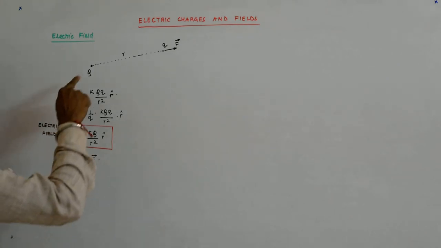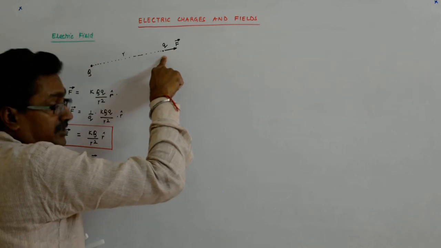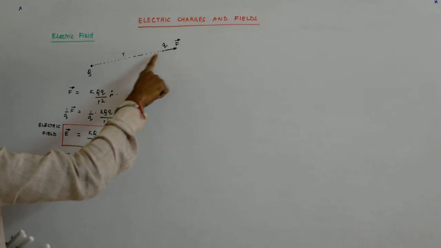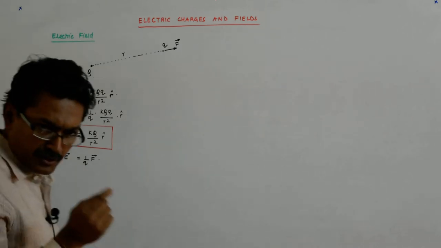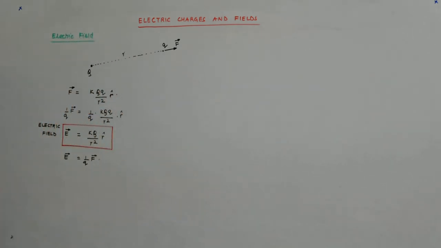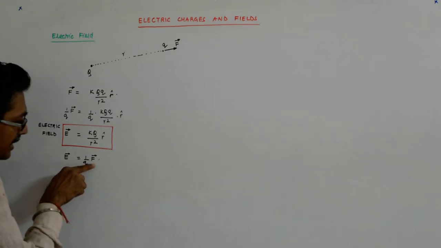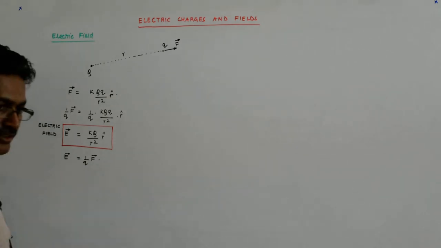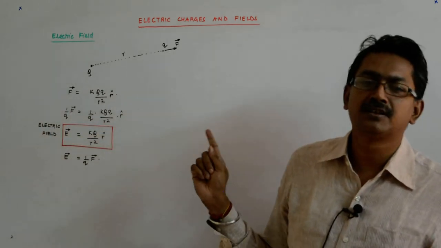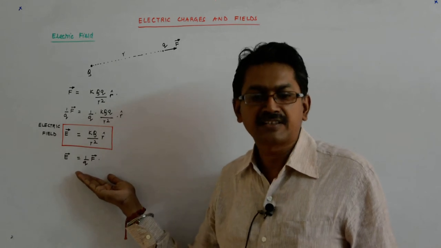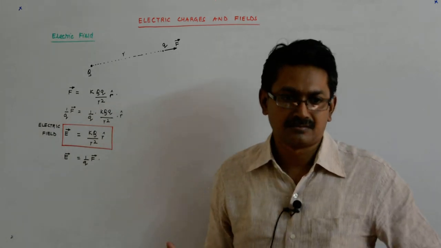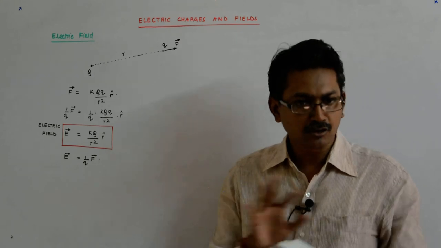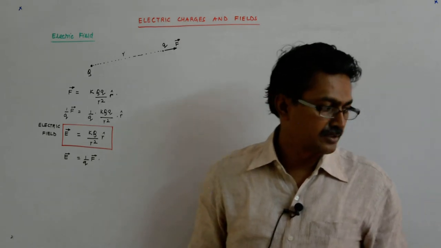Now try to understand. If this is positive and this was positive, I know the direction of force. Now E I have defined as 1 upon q. q is positive, so 1 upon q is also positive, maybe different in magnitude, but positive. Now if I multiply a vector by a positive number, what is the direction of the resultant vector? This is the multiplication of a vector by a scalar. Not a dot product, not a cross product, just scalar multiplication.